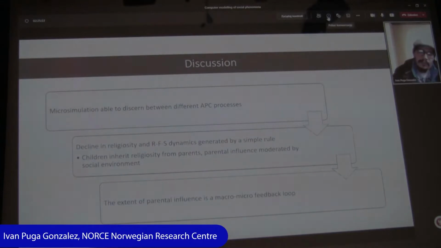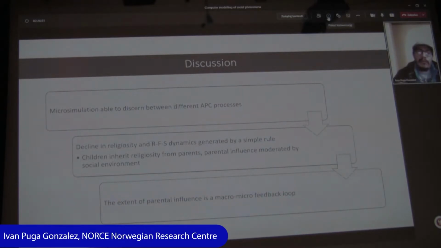What have we found so far? So we have now that the microsimulation, so we have shown that it is able to discern between different age, period and cohort processes. So as you saw from the previous slide, each of these processes basically gives a slightly different result and sometimes a very different result depending on what is in there, right? Now, when it comes to the fuzzy fidelity theory, we have that the declining religiosity and the dynamics of the categories of these agents are generated basically by a simple rule.